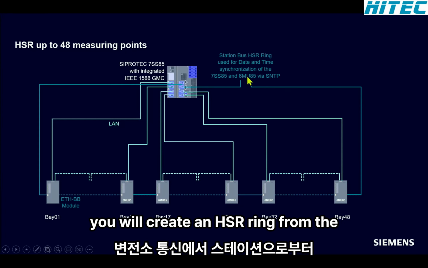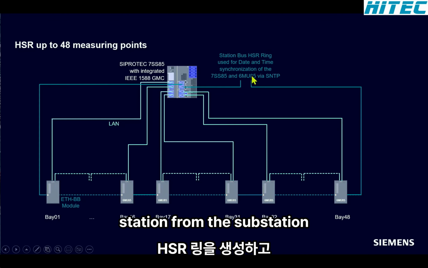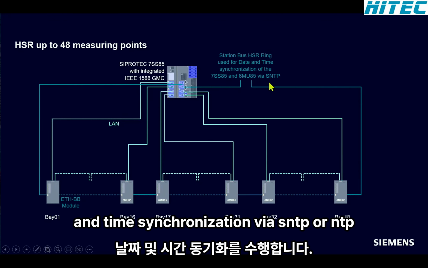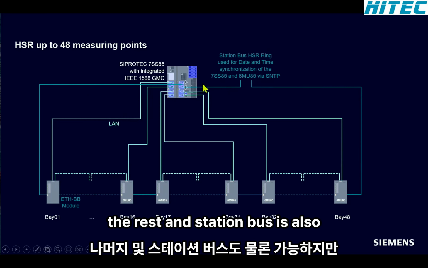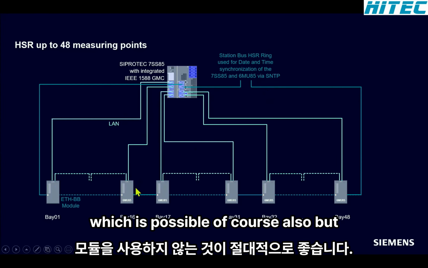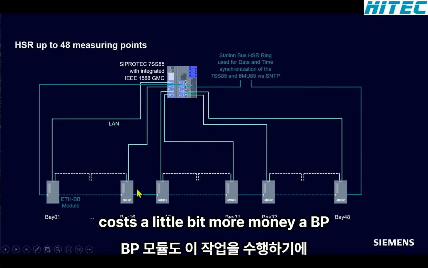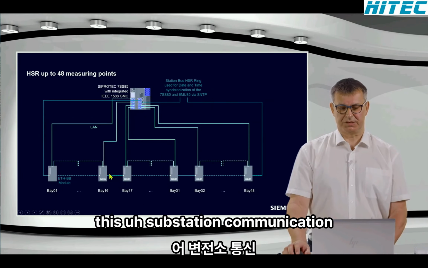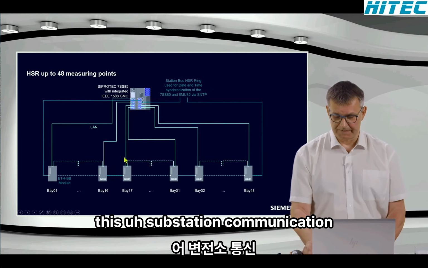You will create an HSR ring from the substation communication, and you will do your date and time synchronization via SNTP or NTP, and the rest. For the station bus it is also absolutely fine not to use a BT module, which is of course also possible, but costs a little bit more money. A BB module will also be sufficient to do this substation communication.